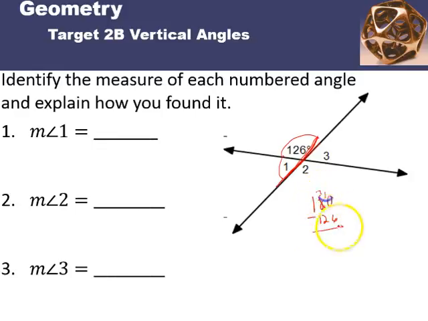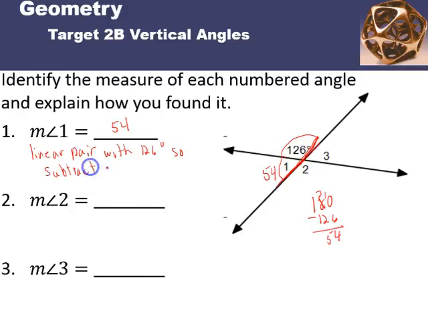I'll borrow. 10 minus 6 is 4, 7 minus 2 is 5, so I get 54. So I know the angle 1 is 54. So right here I'm going to write 54. And now we have to explain how we found it. So I said it's a linear pair with the 126 degree angle. So subtract from 180. So something like that would be the reason. Subtract from 180, because a linear pair, remember, is a straight angle, which is a straight line, which is 180 degrees.